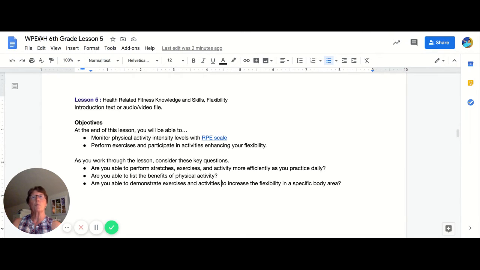Are you able to perform stretches and exercises more efficiently as you progress through the week and practice, maybe on a brain break or in specific activities in this lesson and lessons to come? And are you able to list the benefits of physical activity? And are you able to demonstrate exercises to increase the flexibility in a specific body area?